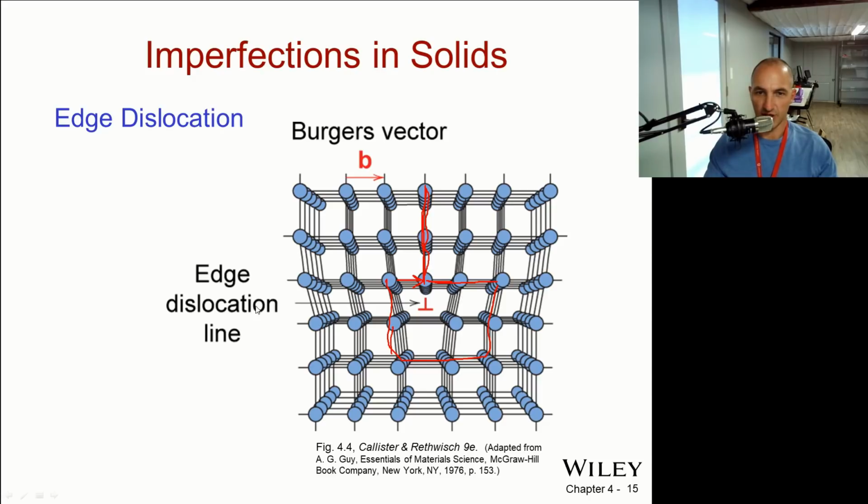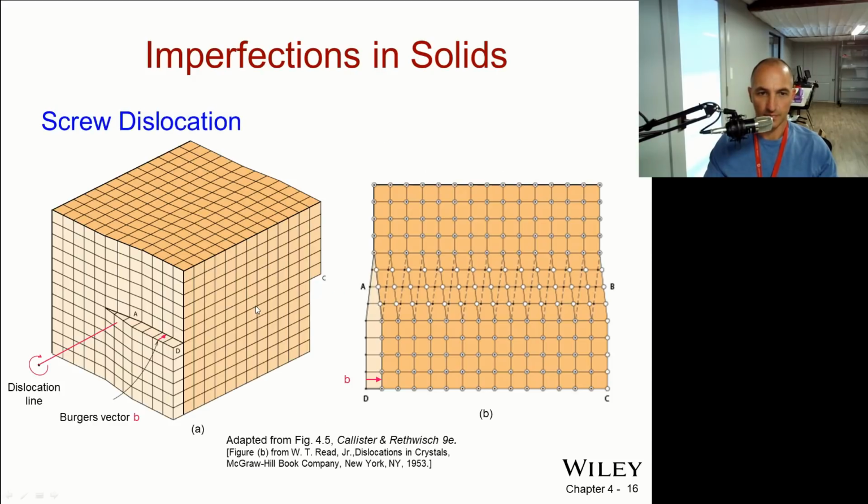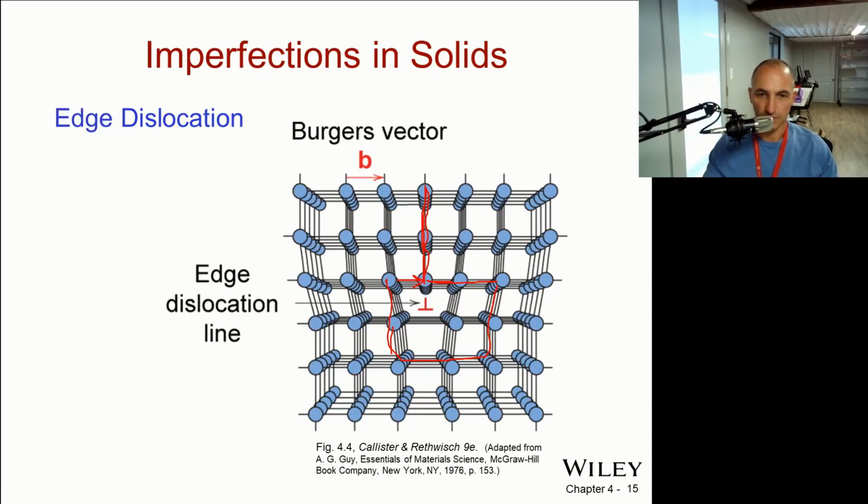All right, so on to screw dislocations. Oh, I'm sorry, back on this one too. Notice here how the Burgers vector is perpendicular to the dislocation line. The dislocation line is running in and out of the page here. So if it's running in and out of the page, then it's perpendicular, which is in plane.